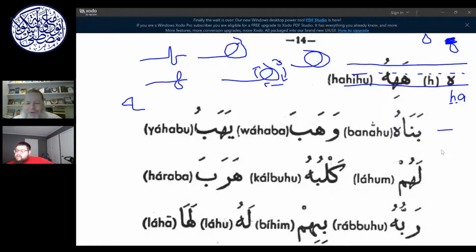Try to read this. Banahu. Not banat, like you said the second time, like you said the first time. Banahu. Not banat. We don't want to add a shadda, okay? Putting it in the wrong spot, yeah. Banahu. Yeah. Banahu, exactly.